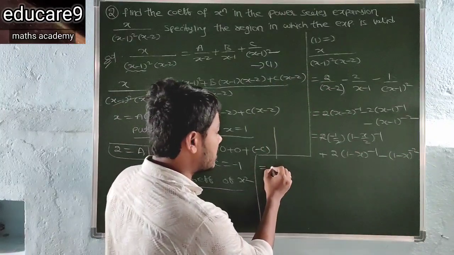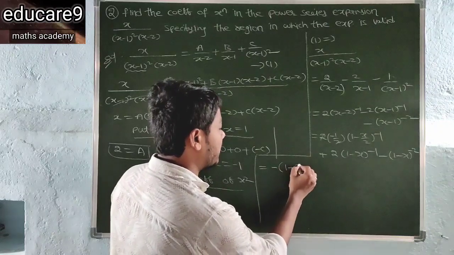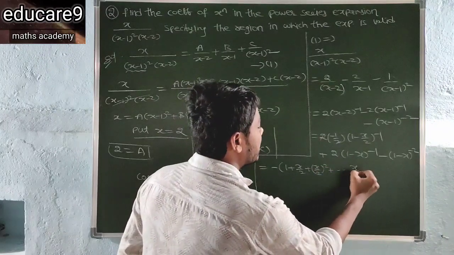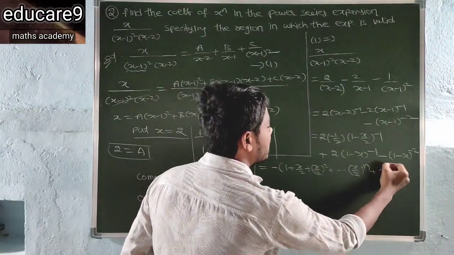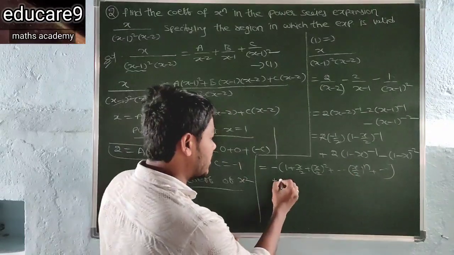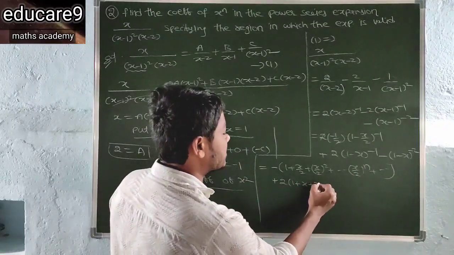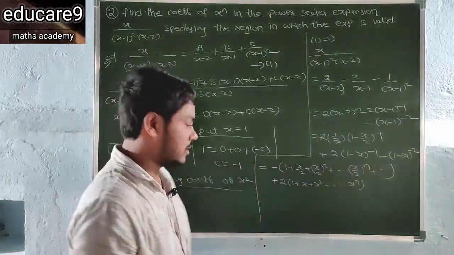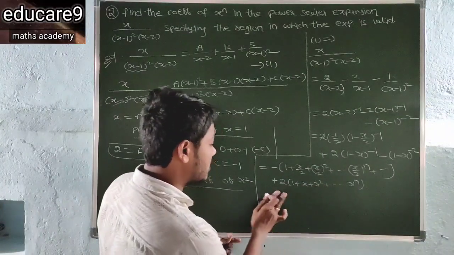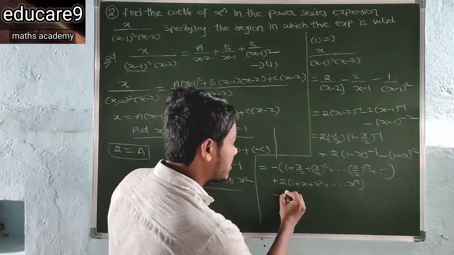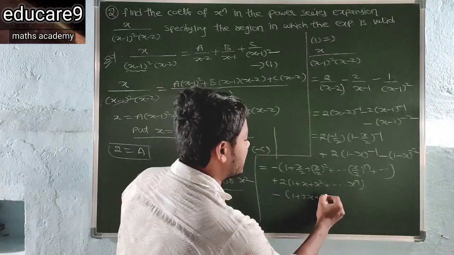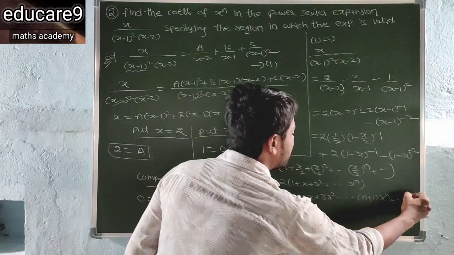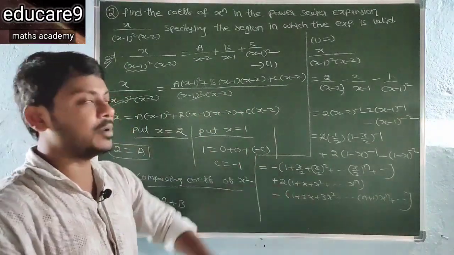So this is equals to minus into 1 + x/2 + (x/2) whole square and so on, (x/2) whole to the power of n. So next expansion, plus 2 into 1 + x + x square and so on, x to the power of n. And this one, minus (1 + 2x + 3x square and so on, (n + 1) x to the power of n and so on). So what is the coefficient of x to the power of n?